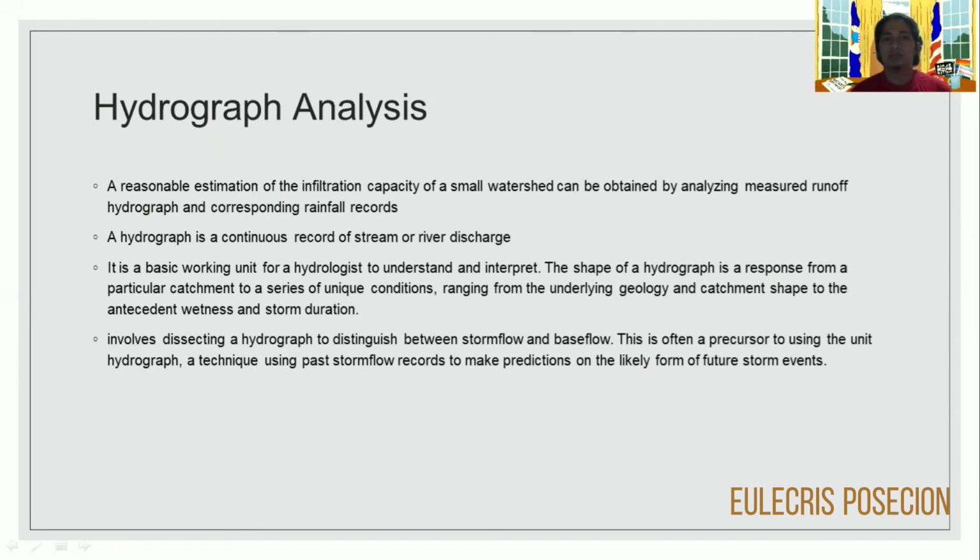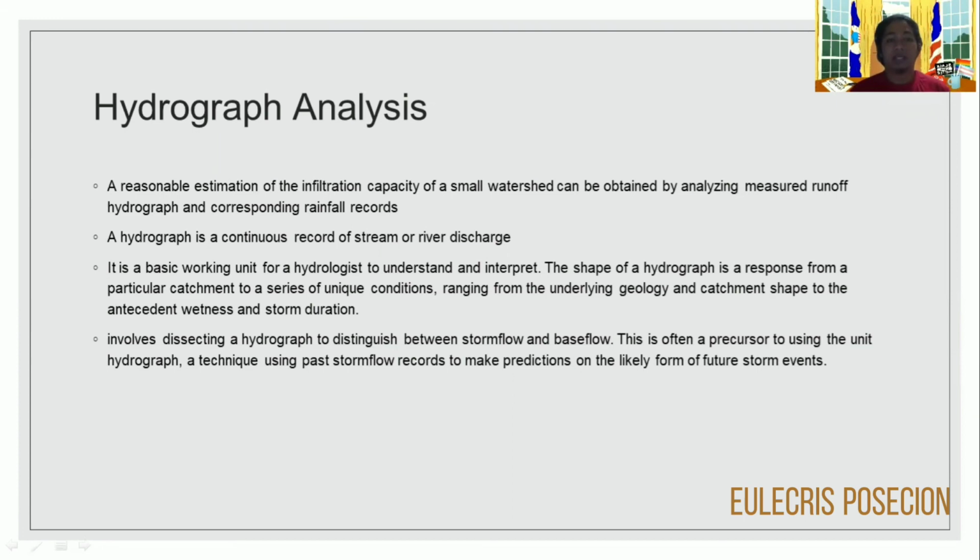Lastly, hydrograph analysis. A reasonable estimation of the infiltration capacity of a small watershed can be obtained by analyzing measured runoff hydrographs and corresponding rainfall records. A hydrograph is a continuous record of stream or river discharge, and also it is a basic working unit for a hydrologist to understand and interpret. Also, it is a response from a particular catchment to a series of unique conditions, ranging from the underlying geology and catchment shape to the antecedent wetness and storm duration.